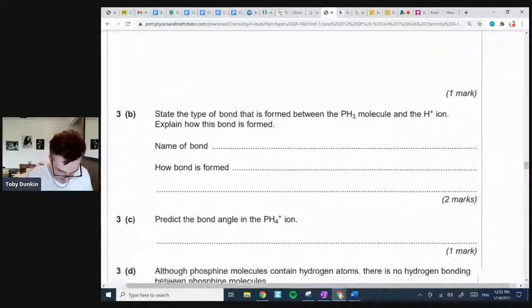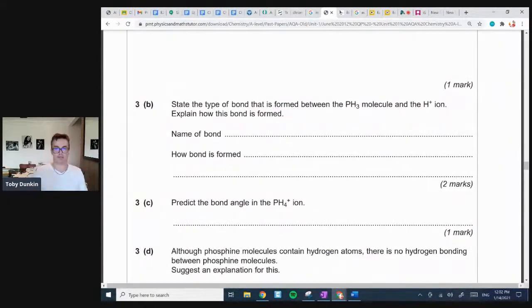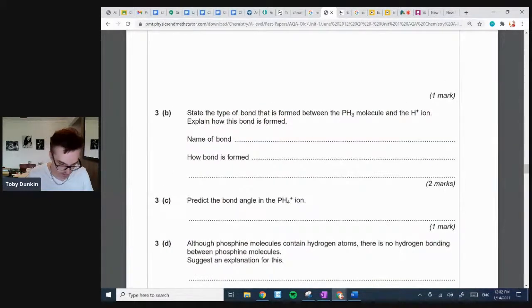Ah, there it is. So, state the type of bond that's formed between phosphine and H+ ions. So that's going to be a dative. And I know that's going to be a dative because H+ has no electrons to give. So it must be a dative. Predict the bond angle. We'll do that next time. Let's go for the next one.